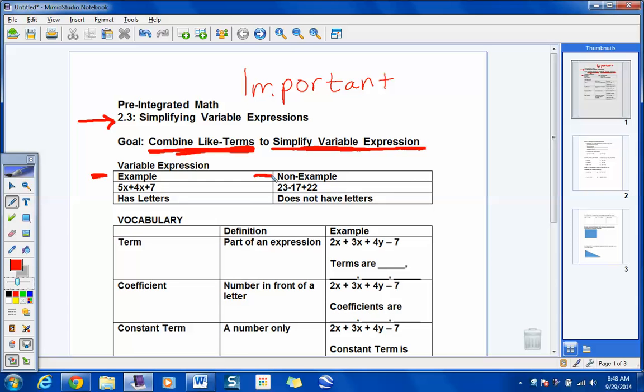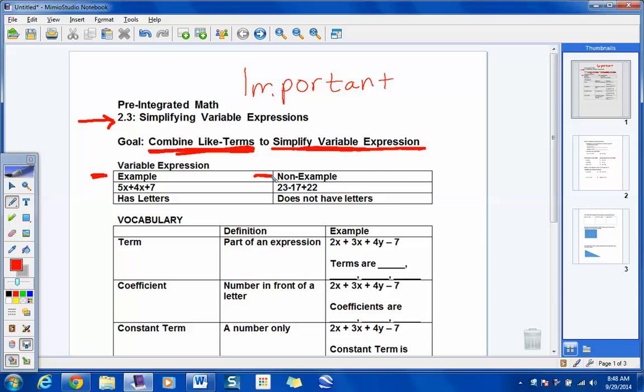All right. So what makes this not a variable expression on the right? It doesn't have any letters in it. So you understand what a variable expression is and what a variable expression is not? You guys okay with that? Yeah. Okay. Well, let's take a look at this right here.